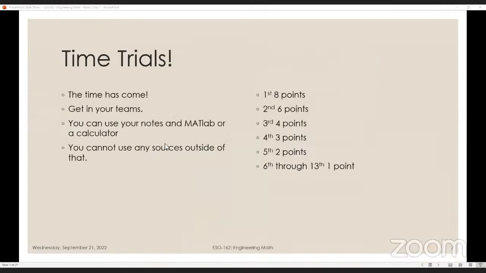All right. So I told you guys in the last class we were going to start, and you guys are going to get a problem. So we're going to do time trials. I'm going to give you an amount of time. Get with your groups, right? You can use notes, MATLAB, or a calculator. You cannot use any sources outside of those things, right? Here's the problem.